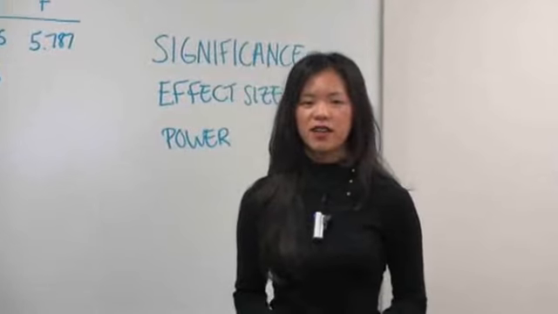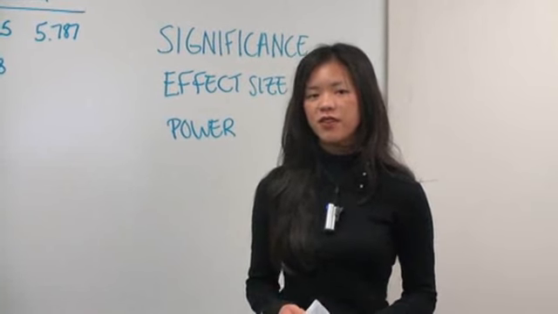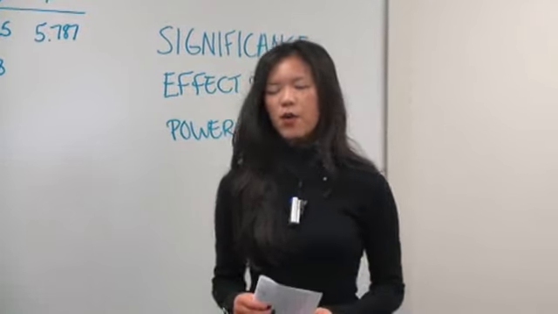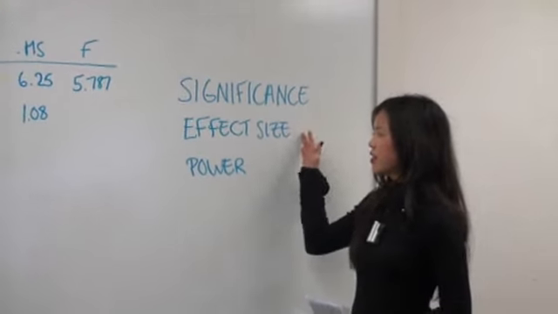So we're still talking about an ANOVA, which is a one-way analysis of variance. That means that we've got one independent variable and one dependent variable. When you're doing an ANOVA, there's always three things that you want to consider: significance, effect size, and power.